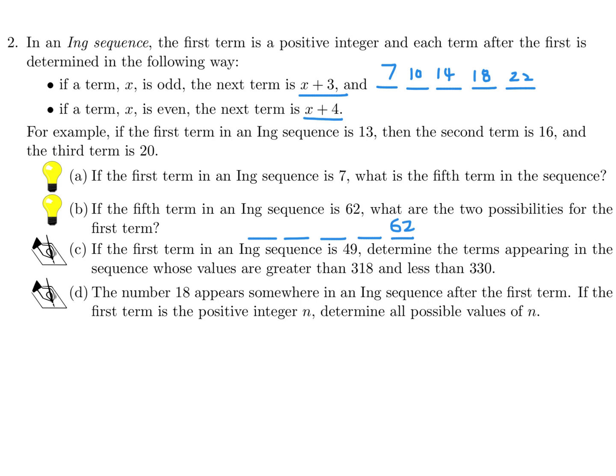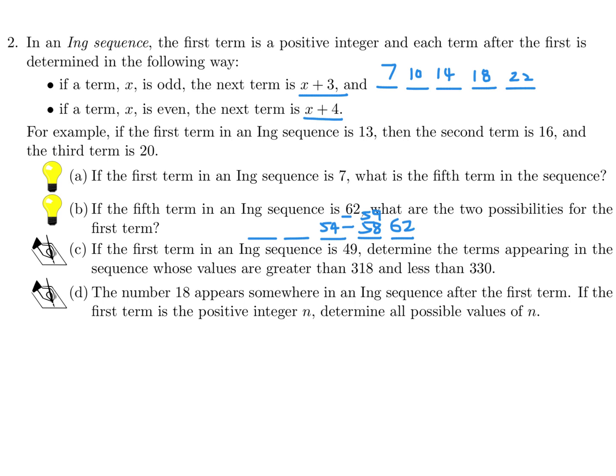Well, this could be a 58, right? Yeah, if it was 59, then that would be odd, and then you would have to get a 62. So let's work with this. 58, then that means that would have been a 54. But there's no way to get 59. There's no way to become odd.